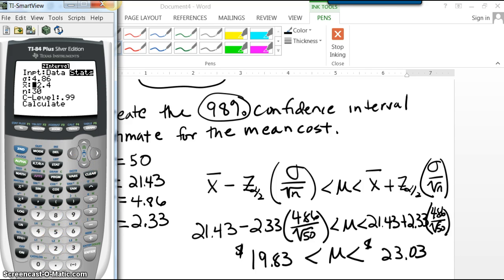Then you want your sample mean in here, so $21.43. The sample size was 50. And the confidence level is 98. And then come down on the word calculate and hit enter. And then your confidence interval numbers will be up here. Now I rounded mine, but you can see that they would round to the same amount.